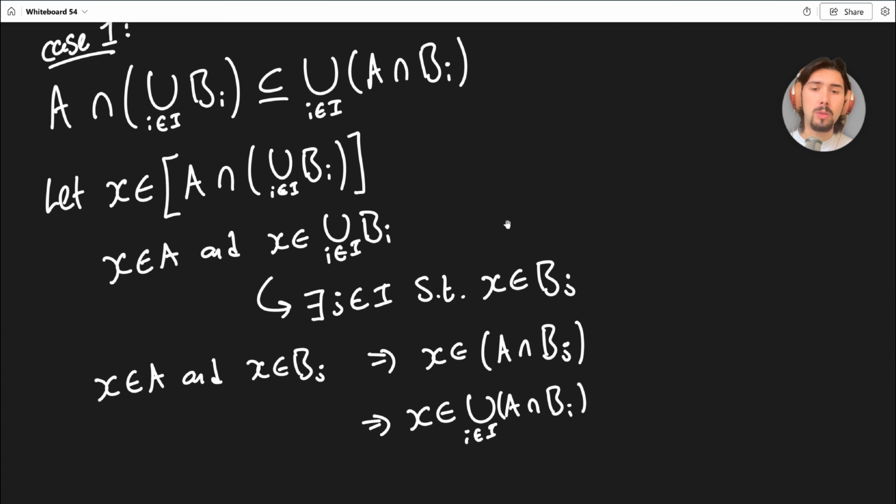And that concludes that if X is in this left-hand side set, it's also in this right-hand side set, proving that the left-hand side is a subset of the right-hand side. Doesn't mean they're equal yet, because it's not necessarily true. We need to prove that, but we have proved that the left-hand side is a subset of the right-hand side. Now we're going to do it the other way around.